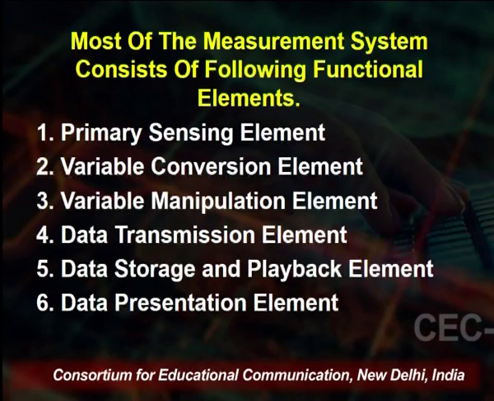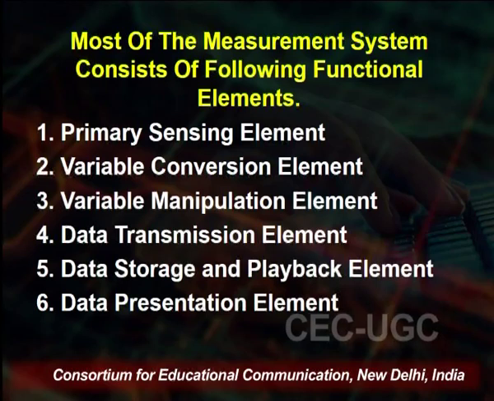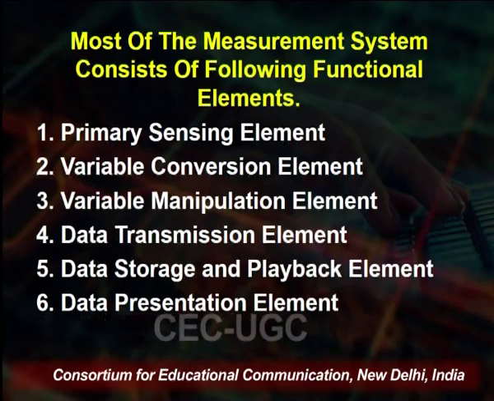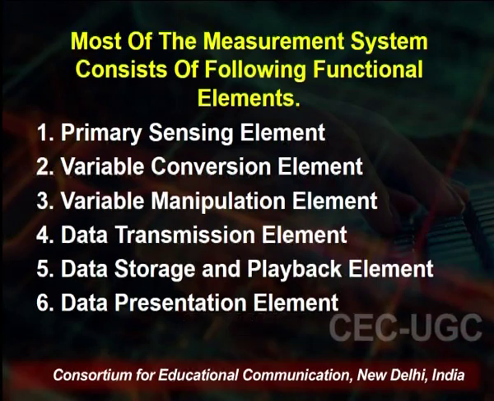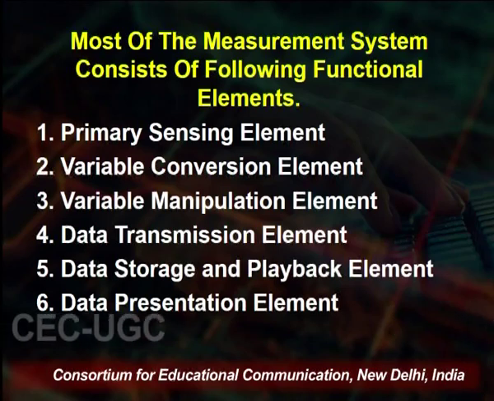Now most measurement systems consist of the following functional elements. There are many functional elements that can be used for measuring any system. First is the primary sensing element that we have discussed, second is the variable conversion element, third is the variable manipulation element, fourth is the data transmission element, fifth is the data storage and playback element. The last one is the presentation element, in which we present the data or display the measured quantity. So one by one we will discuss.